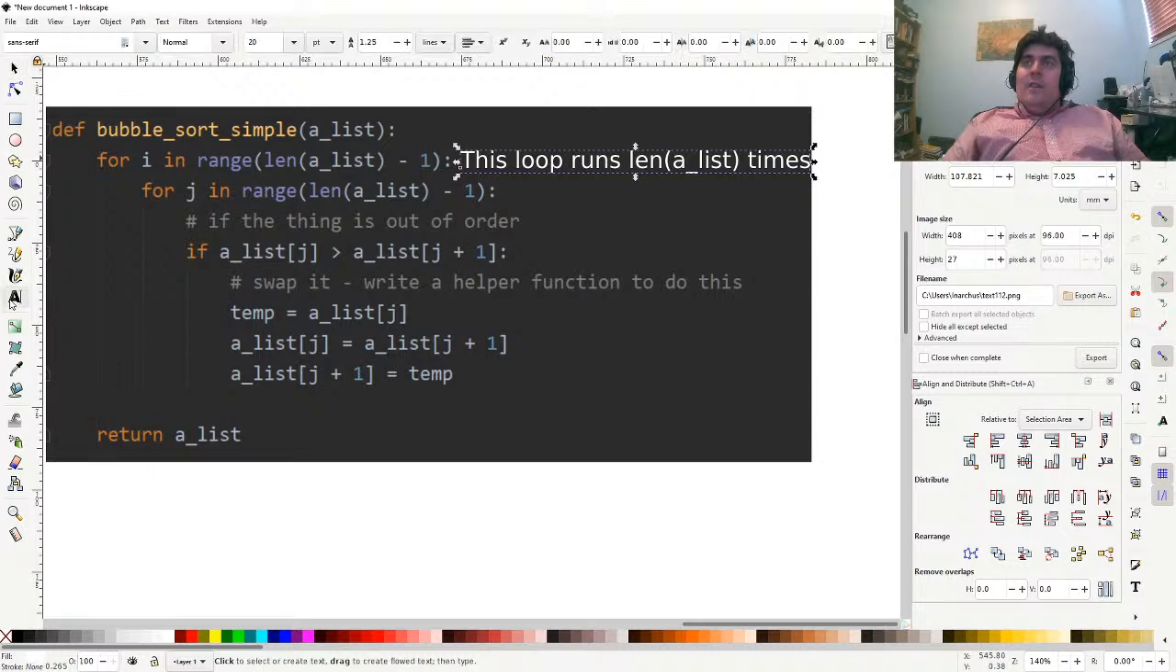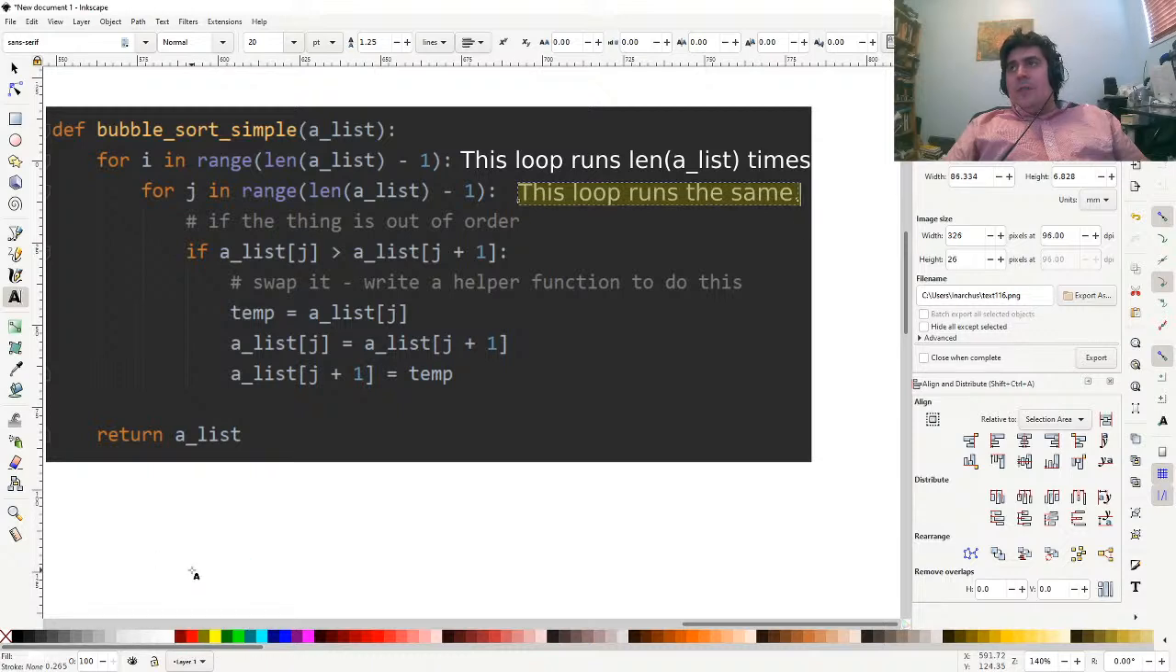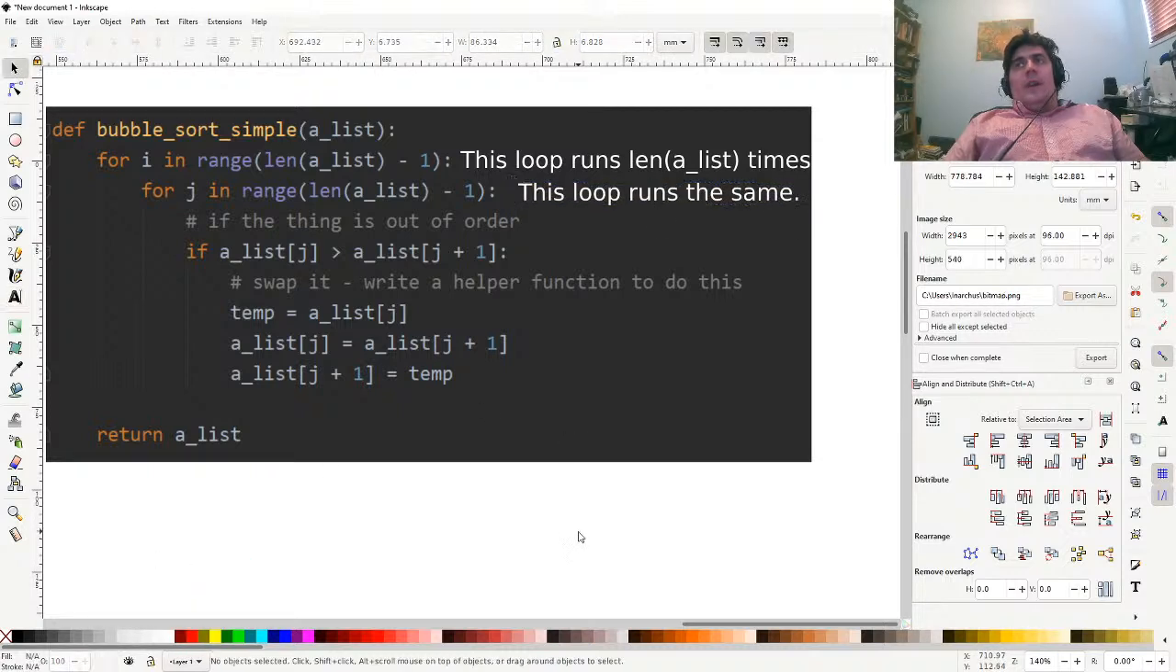And then here, this loop runs the same, right? It's exactly the same. And at first you might say, well, what about that -1? Well, just don't worry about the -1 right now. I'll explain in a minute.